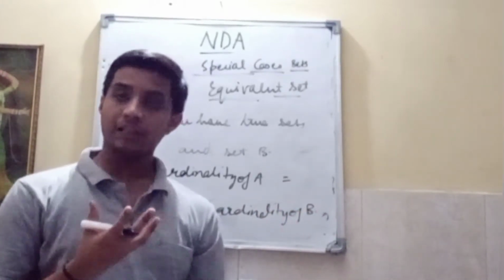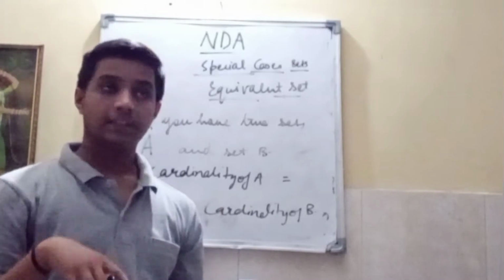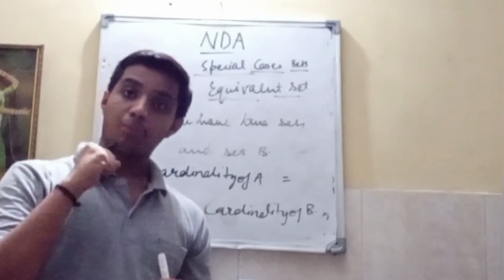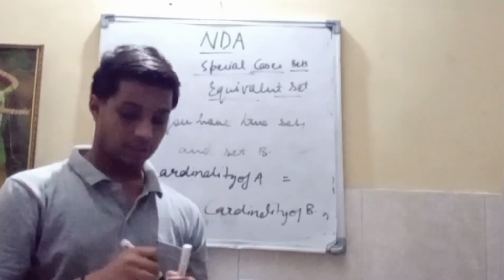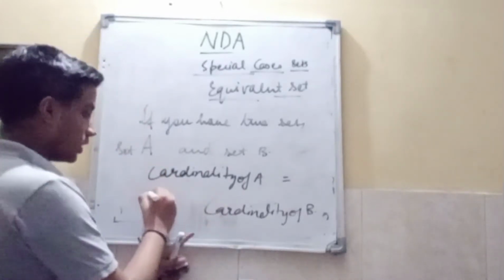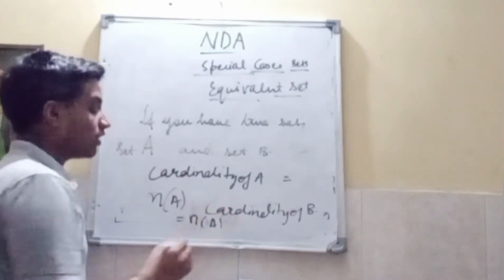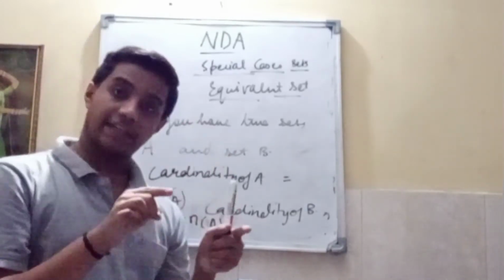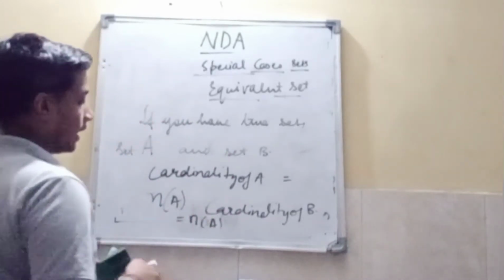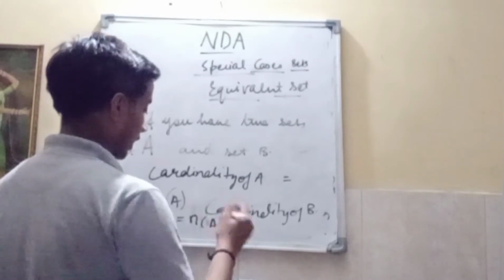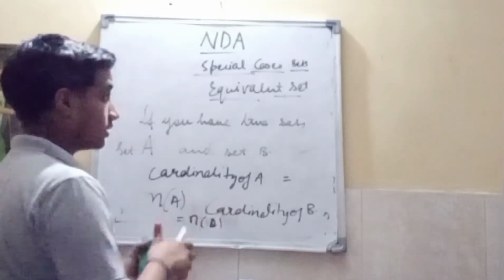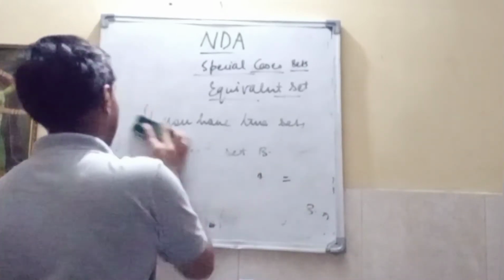You would be thinking, what is this cardinality? Cardinality is the number of elements present in a set. If n(A), we usually denote cardinality by n, if n(A) is equal to n(B), then it is said to be an equivalent set. Let's go into detail on cardinality.